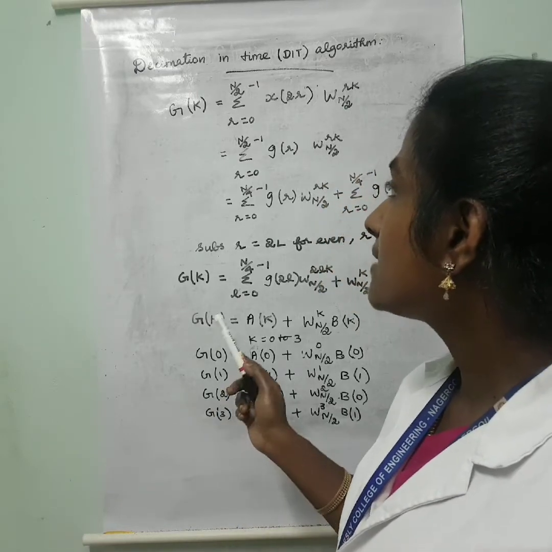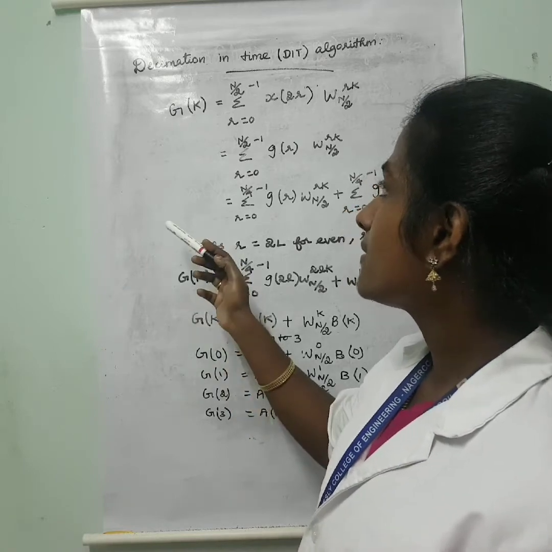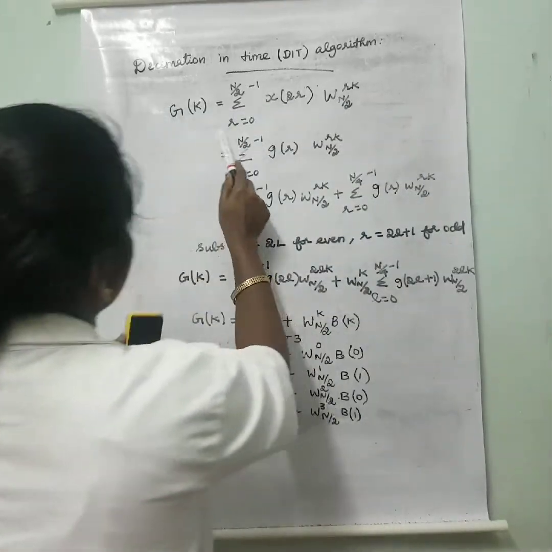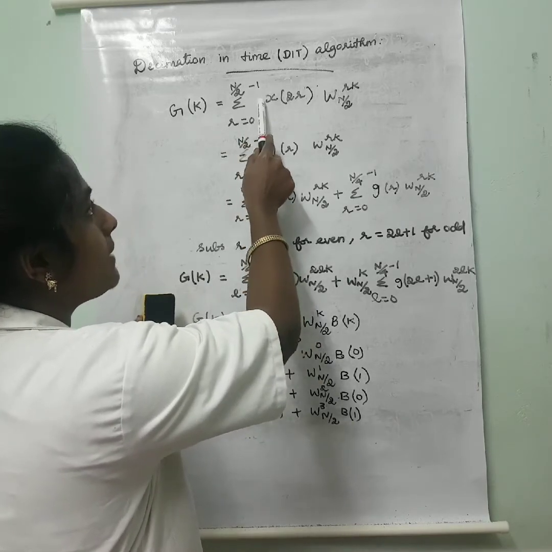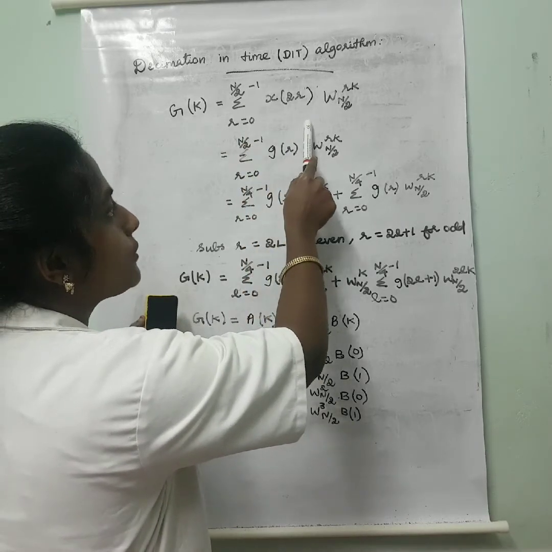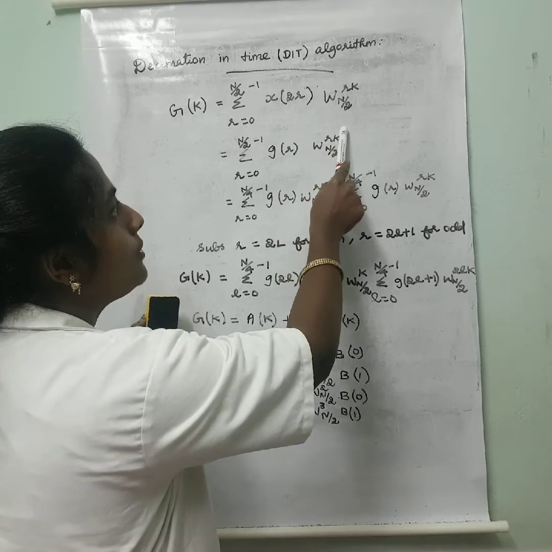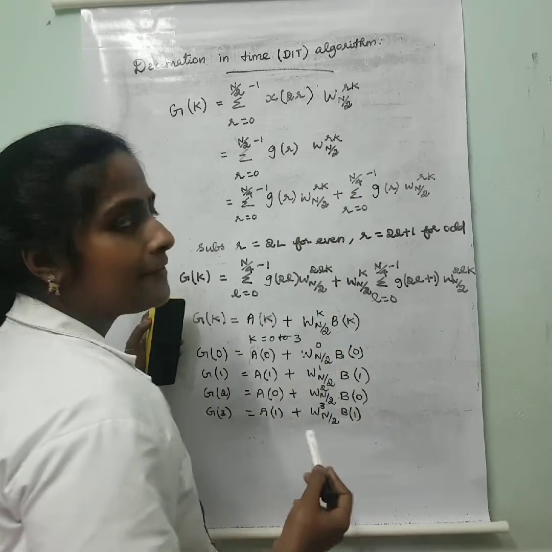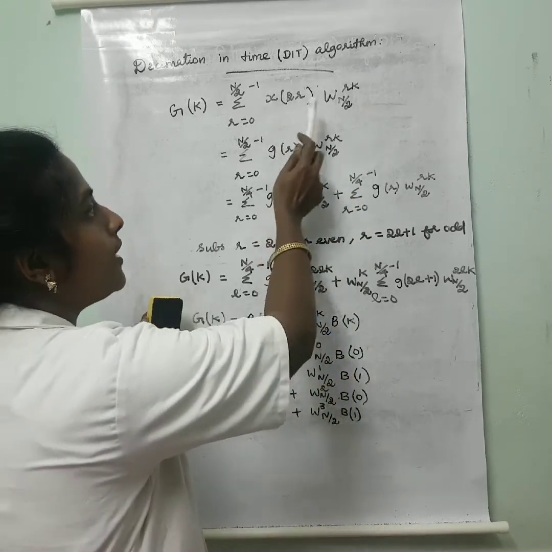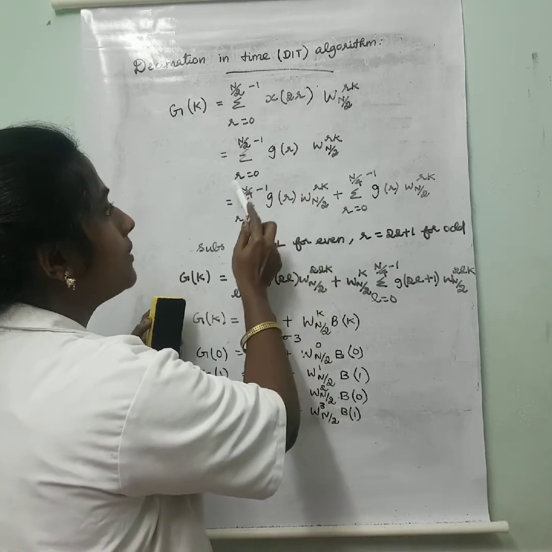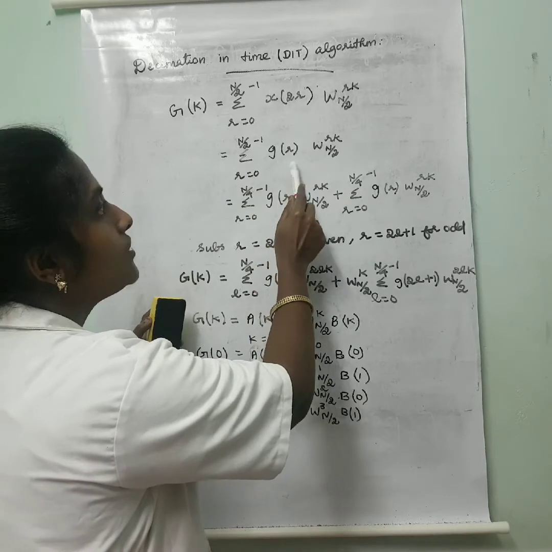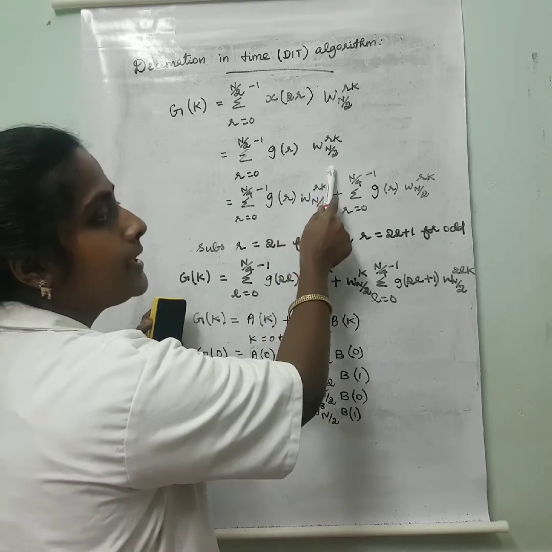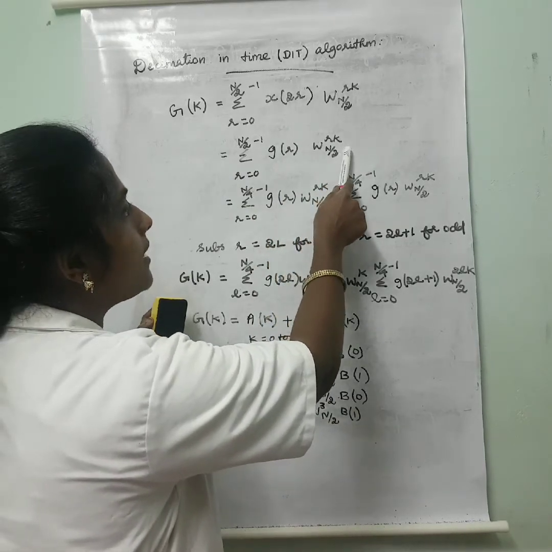Today I am going to teach about the remaining portion of the decimation in time algorithm, that is the DIT algorithm. From the previous class, we know the equation that G of k is equal to summation r equal to 0 to N by 2 minus 1 of x of 2r into W N by 2 to the power rk. Here we can take this x of 2r as g of r. So, summation r equal to 0 to N by 2 minus 1 of g of r into W N by 2 to the power rk.